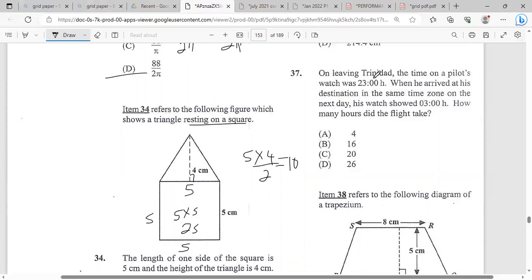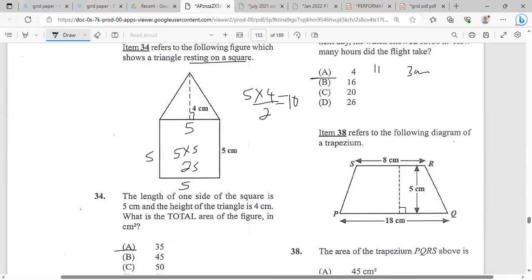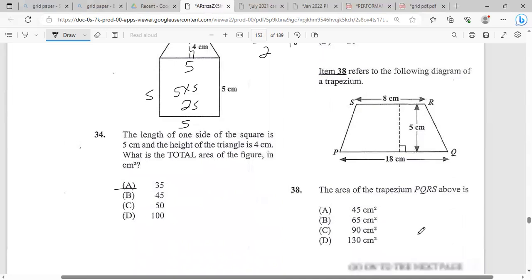All right, on leaving Trinidad, the time on the pilot's watch was 2300 hours. When they arrived at the destination in the same time zone, the next day, what time showed? So it's from 11 p.m. to 3 a.m., so that's 4 hours. Same time zone, all right? I don't even know what a different time zone is.